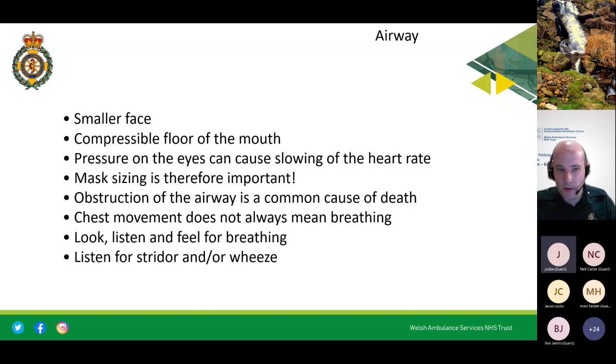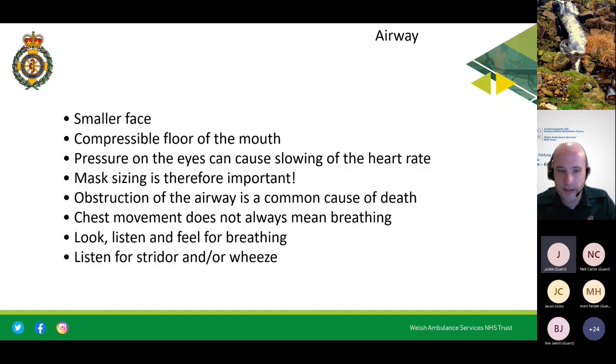So they are the key airway problems or considerations that we need to consider. Smaller face, they've got a compressible lower floor of their mouth, so just watch where your fingers are going. Mask sizing is really important because we don't want that build up of pressure under the eye socket causing reflex bradycardia. It is very unlikely, but it is a possibility. So either flip the mask round if it is too big for the child and have the pointy bit underneath, pushing air down, not into the eyes, if you have to.